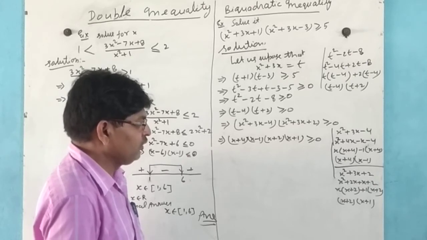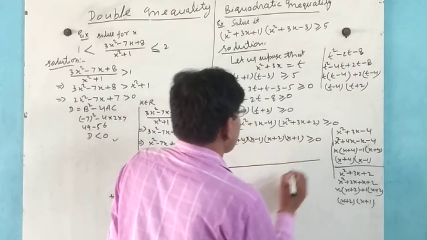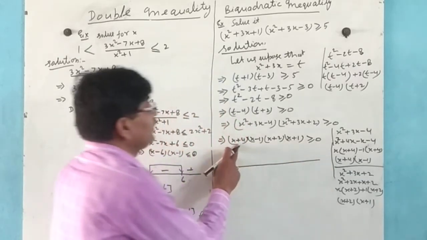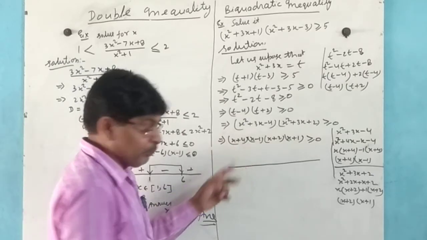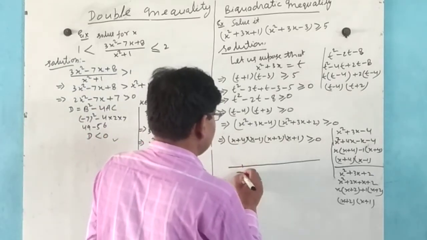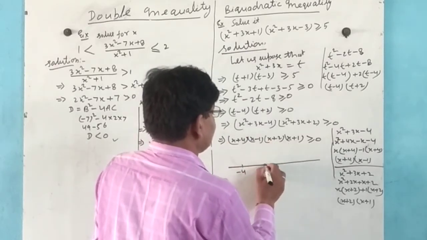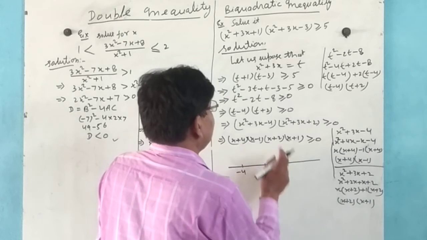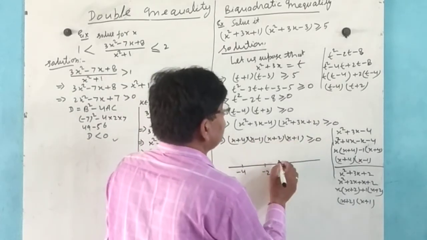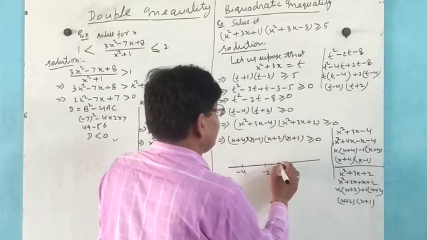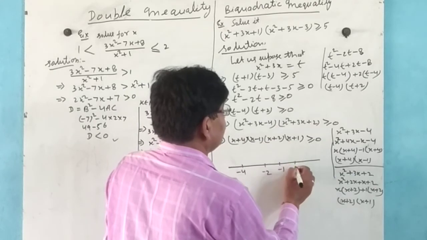Now trace this here. x plus 4 equal to 0, x is equal to minus 4. Here minus 4. x plus 2, x equals minus 2. x plus 1 equal to 0, x equals minus 1, and x equals 1.